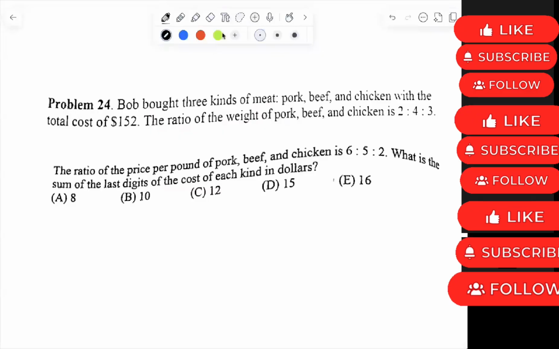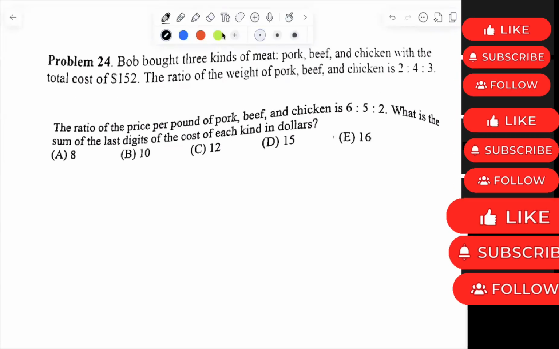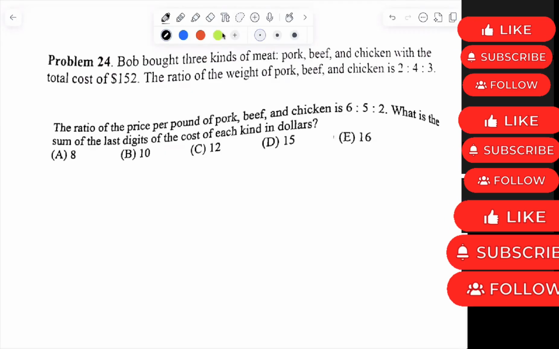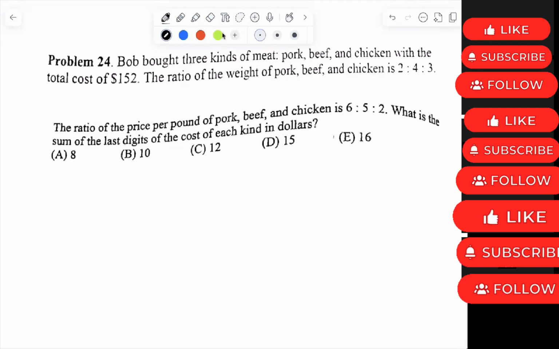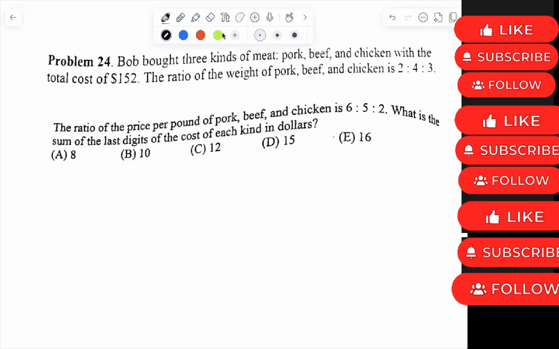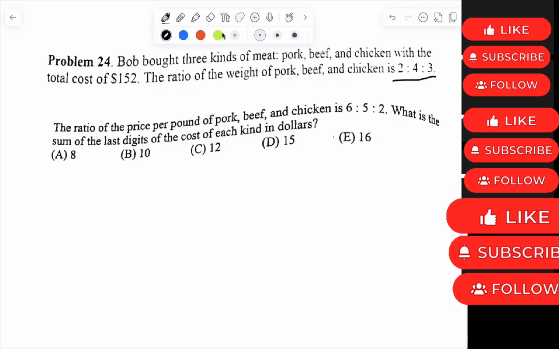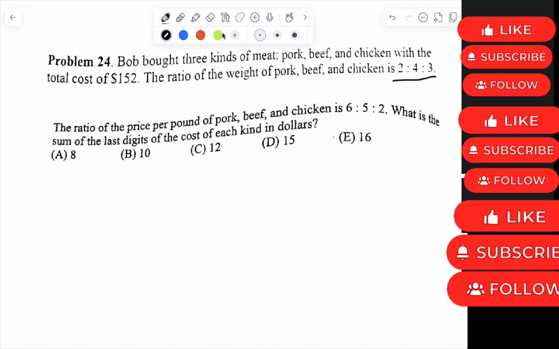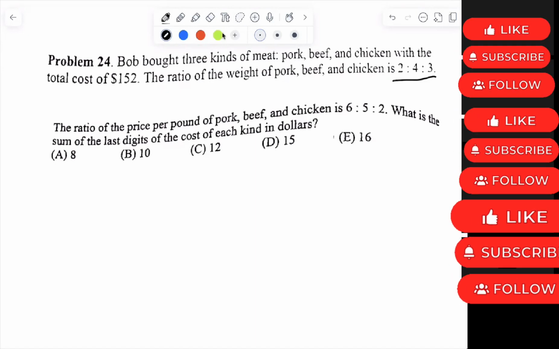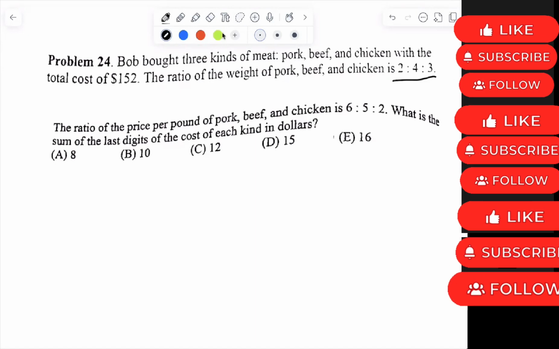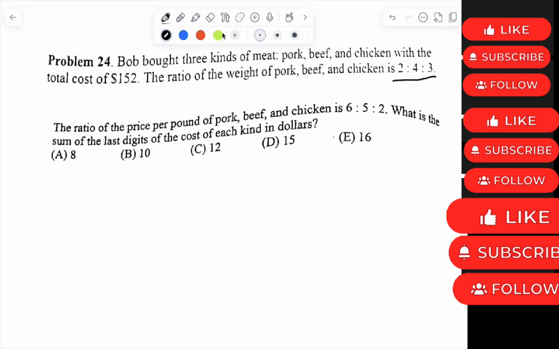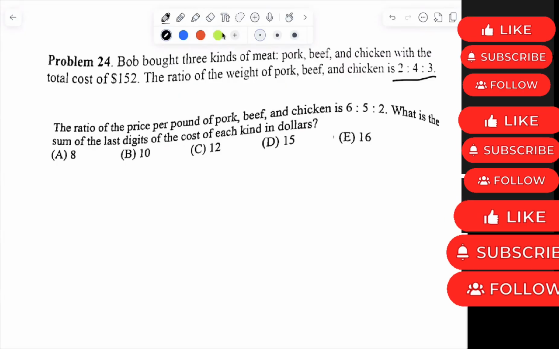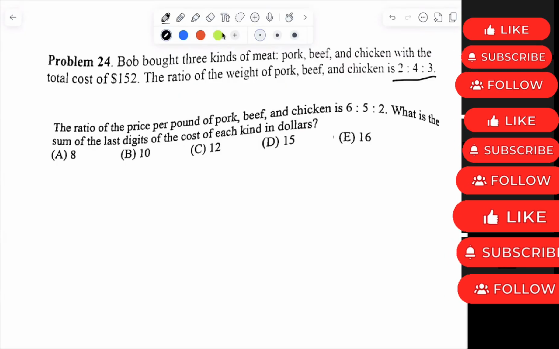Alright, let's get started with this question. We have the ratio between prices and the sum of the last digits of the cost of each kind in dollars, alright? So notice that the total weight of the pork, beef, and chicken combined, let's just say it's 9 parts. Say a part is just the ratio, right? The ratio in total is going to be 9 parts in total. So pork has 2 parts, beef has 4 parts, 3 parts are for chicken. Alright?